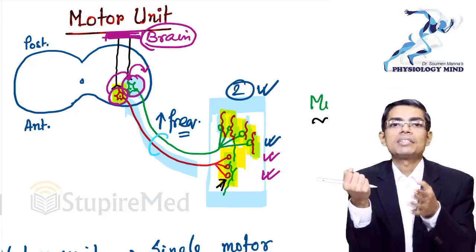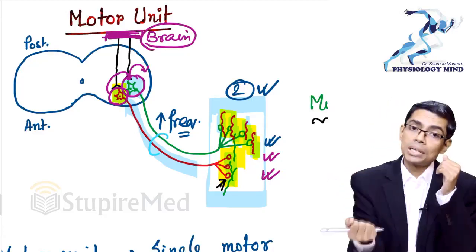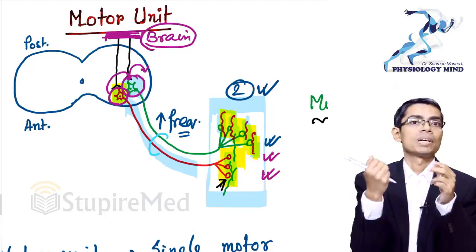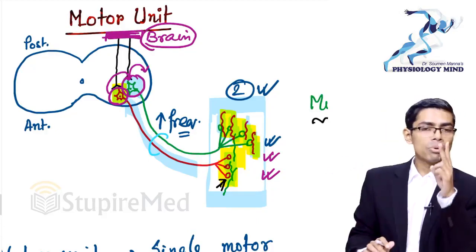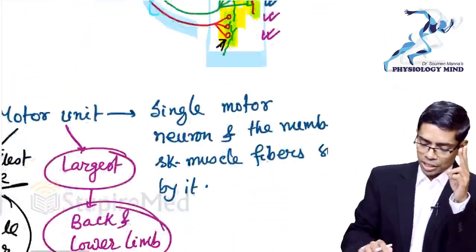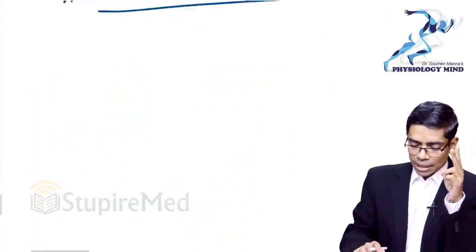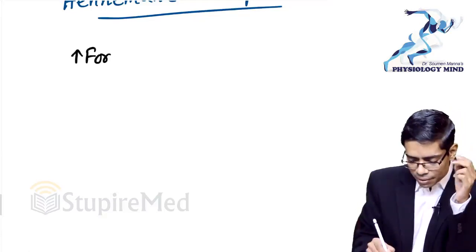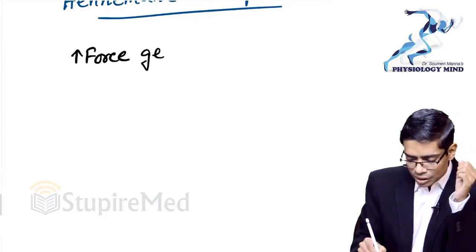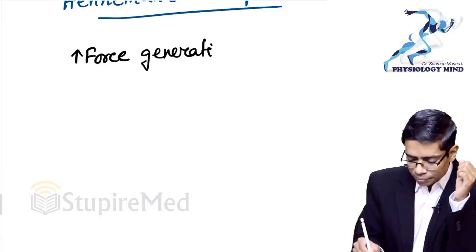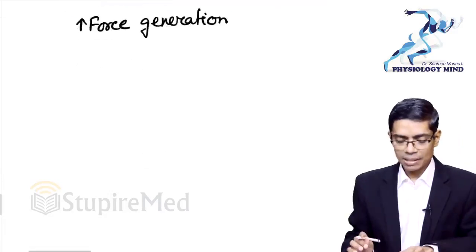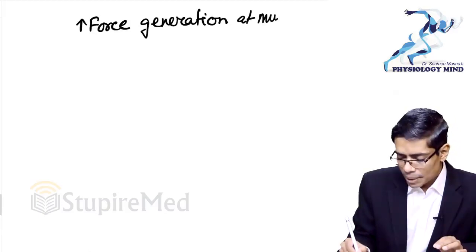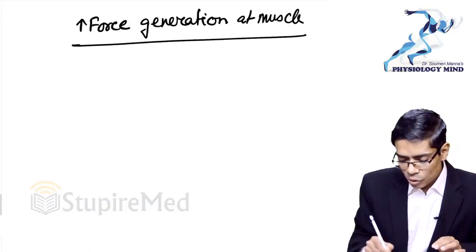Increasing the frequency of discharge can also increase the force generated by the whole muscle. So you have two ways to increase the force generation by the muscle. Increasing force generation in an intact muscle is possible in two ways.